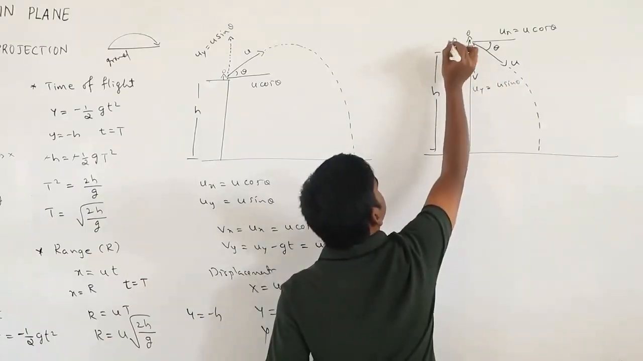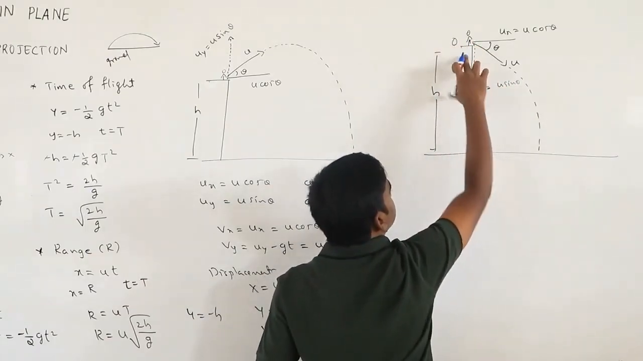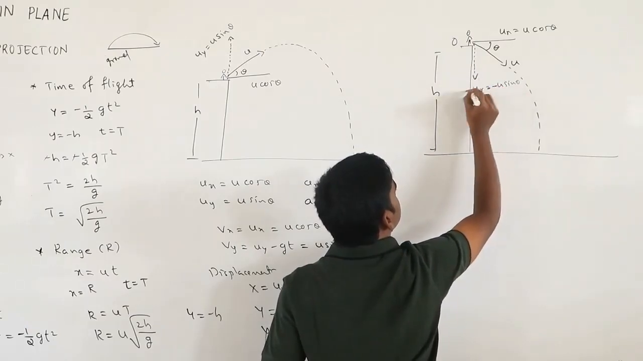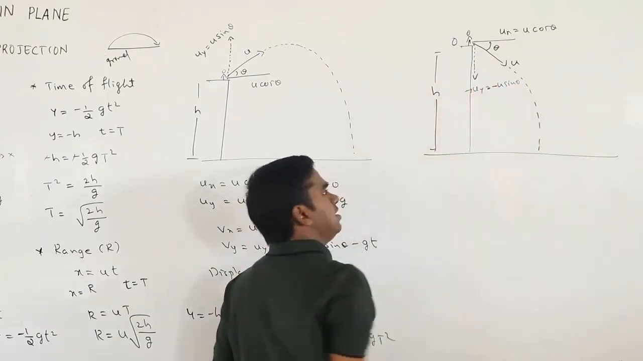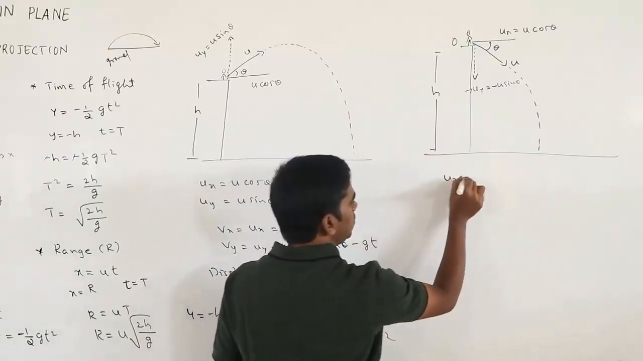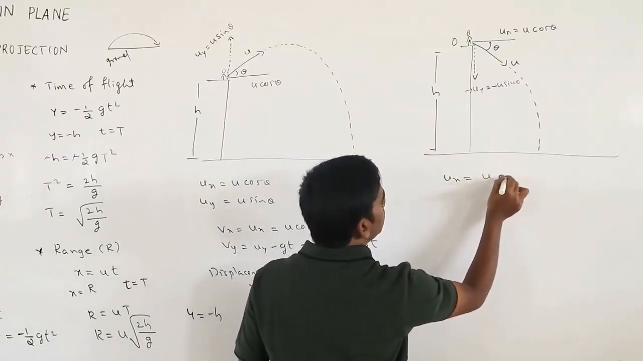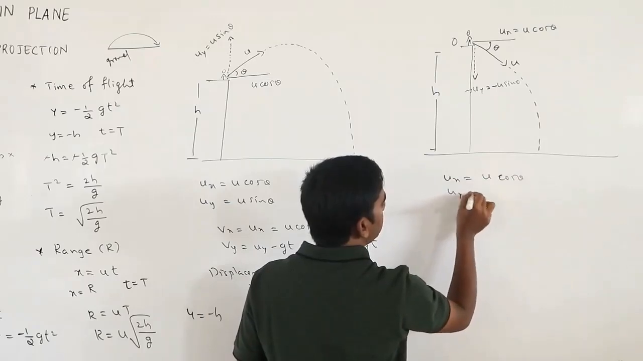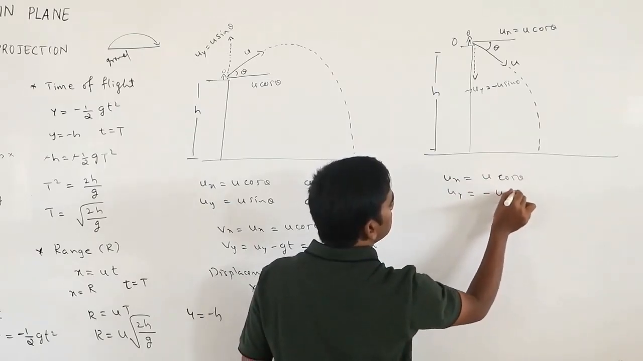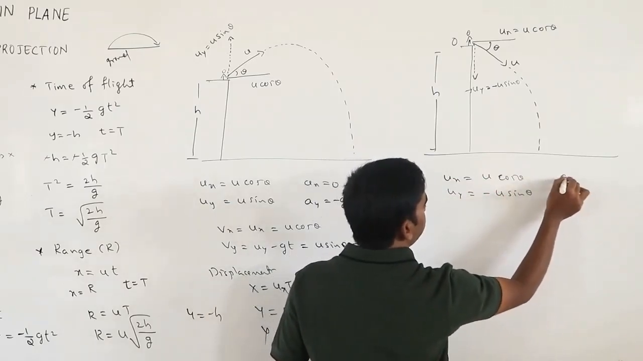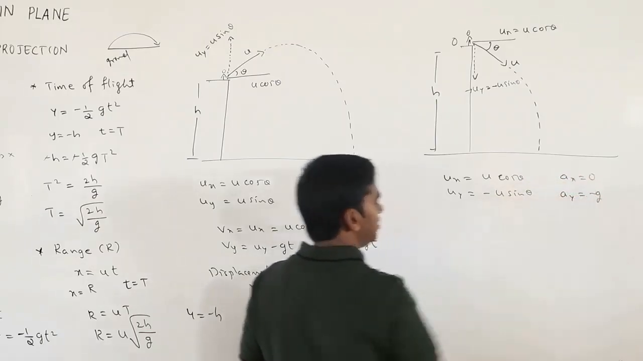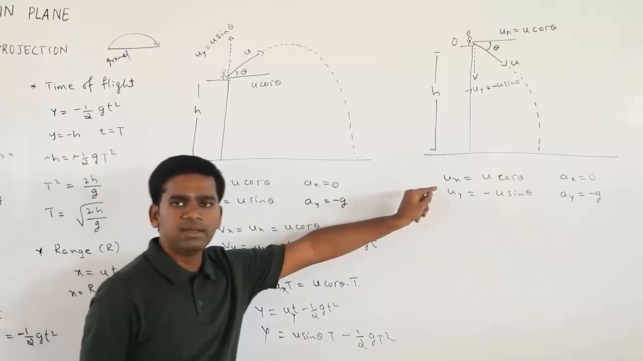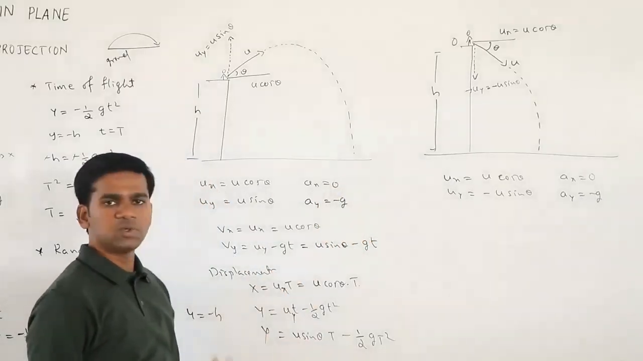This is your centre, this is the negative y axis. So this will become minus u sin theta. Okay, so ux equals u cos theta, uy equals minus u sin theta. Again, acceleration along x is 0 and acceleration along y is minus g. If you are able to write this, the remaining things will come as usual.